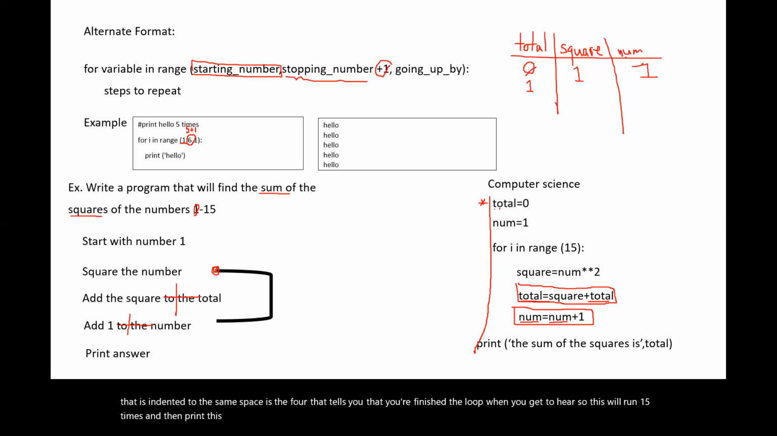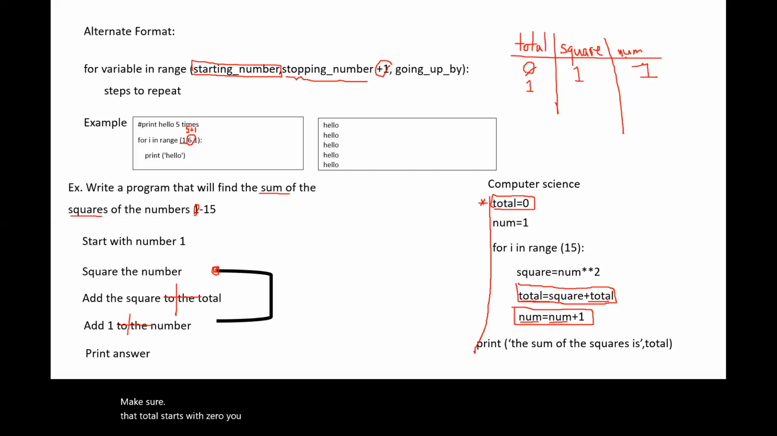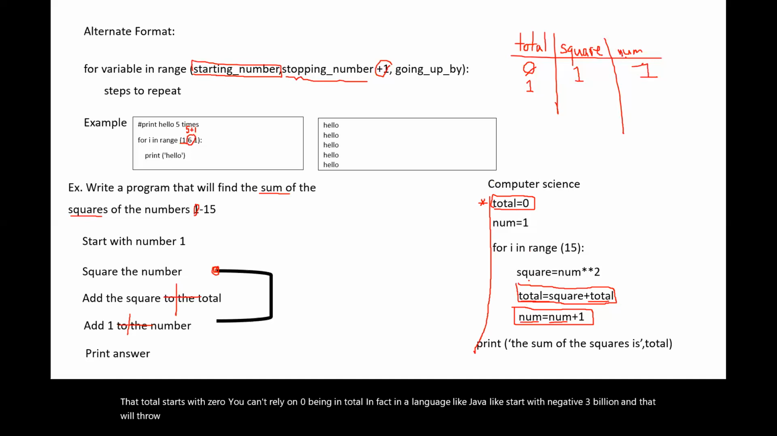Now, make sure that total starts with 0. You can't rely on 0 being in total. In fact, in a language like Java, it likes to start with -3 billion, and that will throw your calculations off. So anytime you're putting something in a variable, and you're saying, put in that variable what's already there plus something else, make sure you decide what starts there in the beginning.